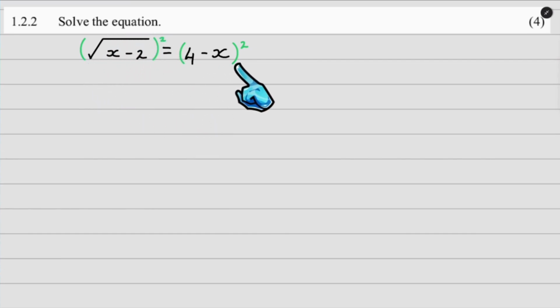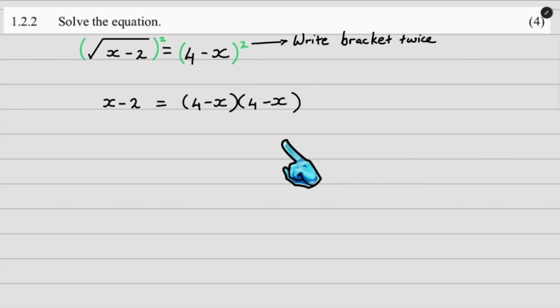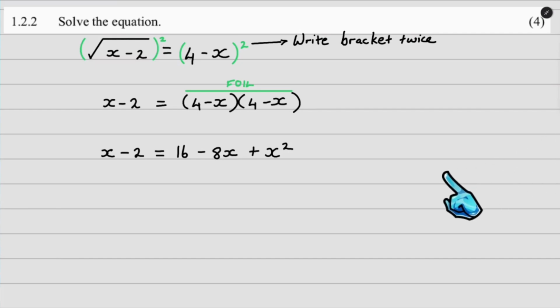Then over here, I'm going to write the bracket twice. The square is giving me instructions to write the bracket twice to set myself up for foiling. Okay, so let's go ahead and FOIL these 2 brackets. And after we FOIL, we have a little quadratic equation on our hands. I knew that because I saw x squared over here. So I want to get my standard form, factorize, and all that jazz.